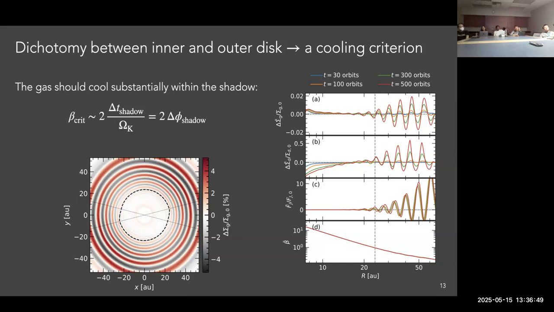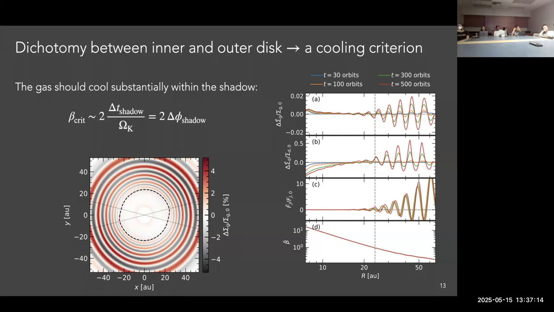And so this puts an upper limit on the cooling time scale. The important quantity maybe is not exactly the cooling time scale, but the ratio of the cooling time scale to the time it takes to cross a shadow. The shadow crossing time scale is really a function of how wide the shadow is in azimuth, because in units of orbital periods, it's going to be constant regardless of radius.